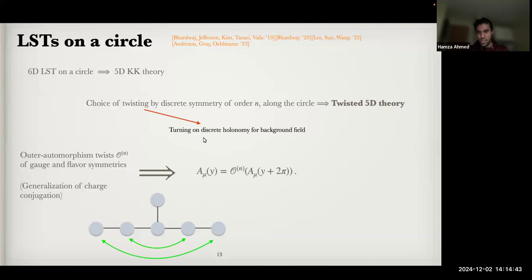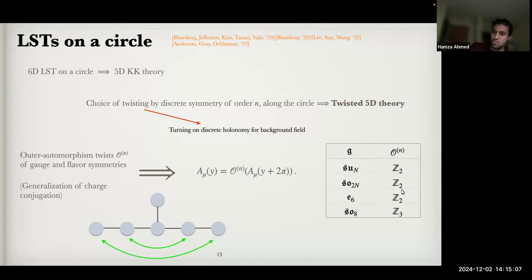And in terms of the gauge field, you essentially have this condition, which is pretty clear: once you turn on your gauge fields, they can come back to themselves up to an action of their discrete automorphisms. And so for the simple algebras, you have the following automorphisms. You have these Z2s, and then you have a Z3 for the SO(8) because of its triality.